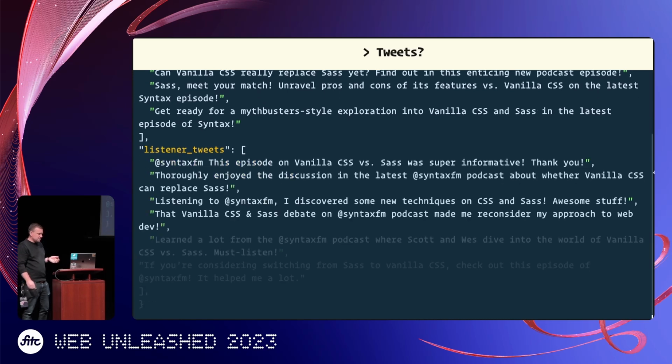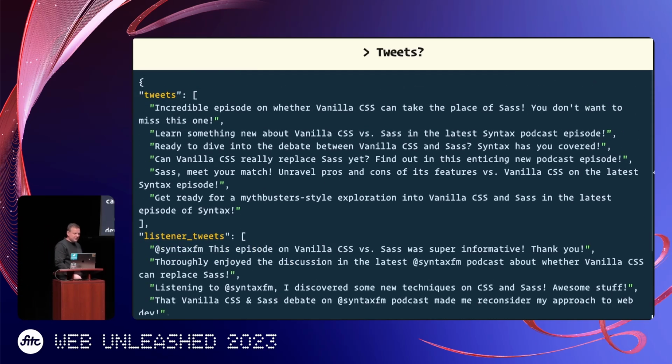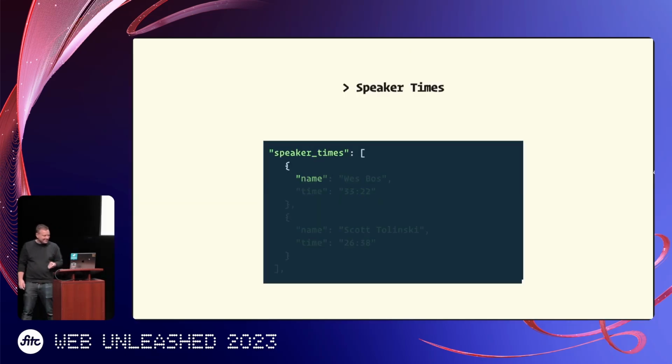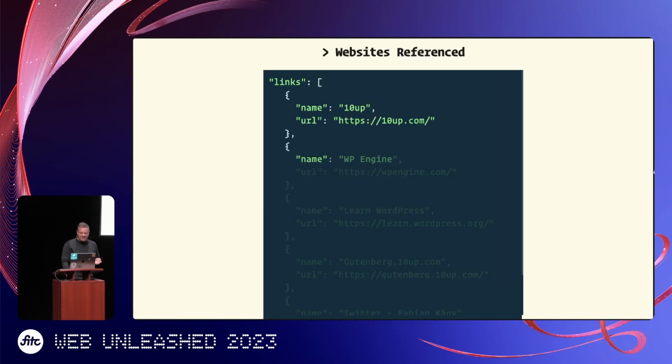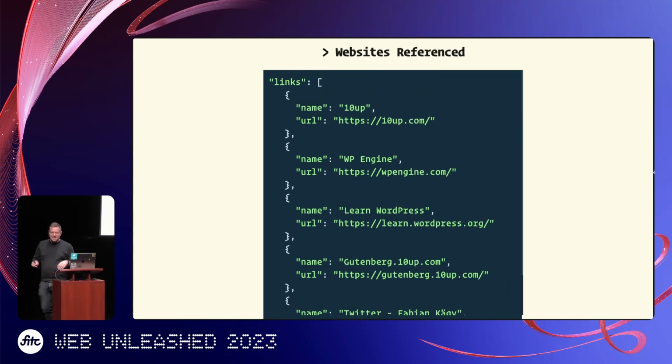It will give you a bunch of different tweets, which are pretty good. Although the AI seems to love using exclamation marks and emojis. And I spent at least an hour trying to get it to not give me emojis, which is hilarious. Speaker times, how long did each person talk? Although that's one downside with the AI right now, it's not very good at math, which is kind of funny.